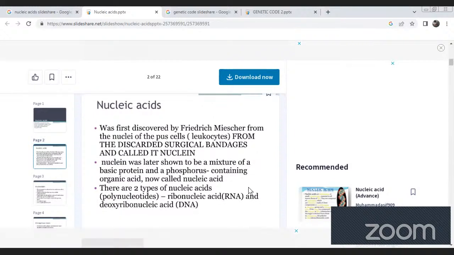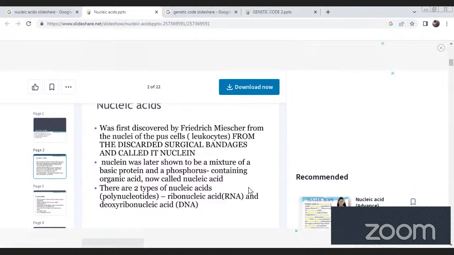How many types of nucleic acid are there? There are two types of nucleic acid, polynucleotides. Poly means many nucleotides. What are the two nucleic acids? Ribonucleic acid, RNA, and deoxyribonucleic acid, DNA. These are the two types of nucleic acid.